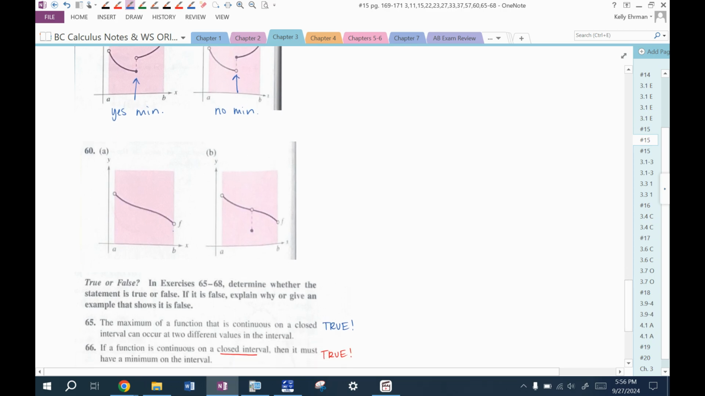Same directions with this one. This would be the minimum, but it's an open circle, so there's no minimum here. And this one's kind of weird. It's not a continuous graph, but hey, right here, we do have a lowest point. The lowest point is right there. Yes, there's a minimum.